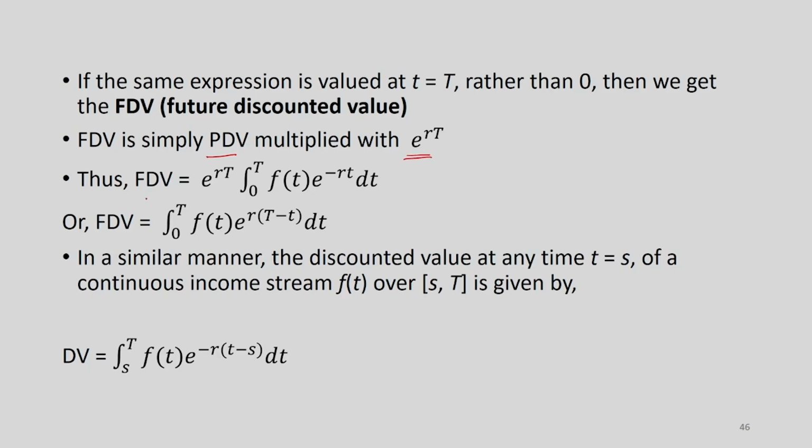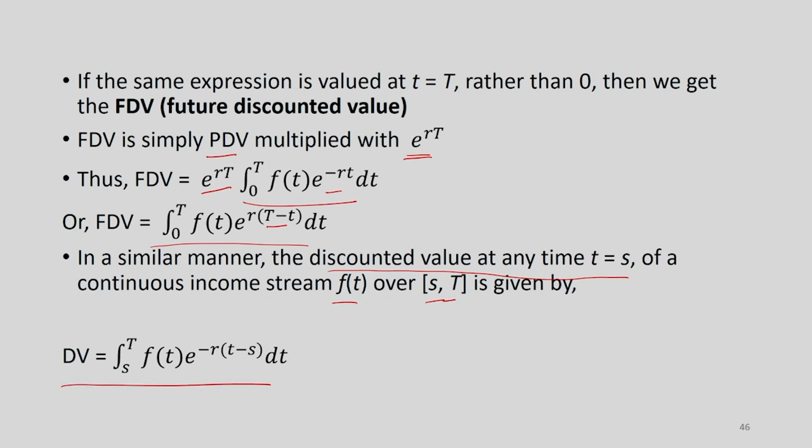So, in this case FDV is equal to e to the power RT multiplied by the present discounted value, and that simplifies to the integration of 0 to capital T of Ft e to the power R(T minus t), because I am taking this inside dt. In a similar manner, the discounted value at any time t is given by the continuous income stream Ft over s to t, the discounted value.